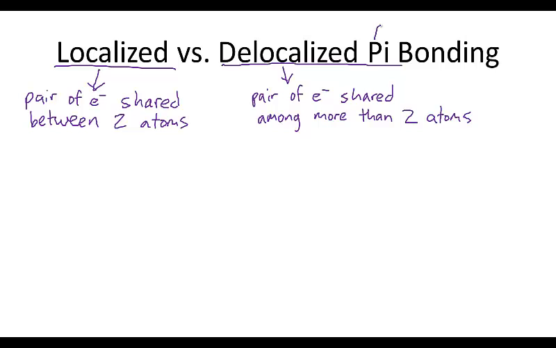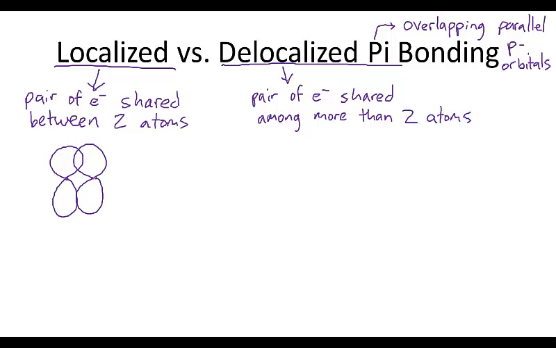But pi bonding comes from overlapping parallel p orbitals. In a typical localized pi bond, you have two atoms that have their p orbitals overlap, and they make that pi bond. So normally, you'd have just two atoms with their p orbitals overlapping. In a delocalized pi bond, you just have more than two. So it might be 3 or 4. In the case of ozone, it might look like this.